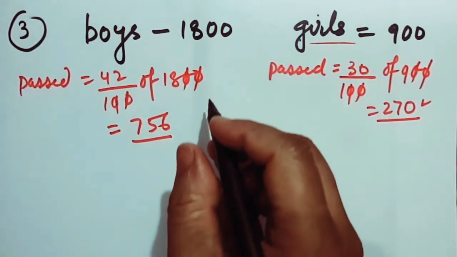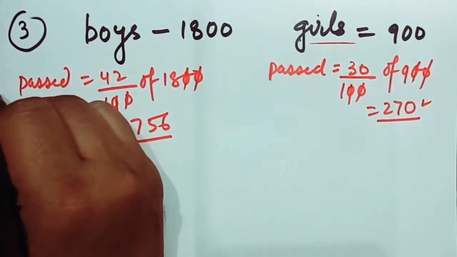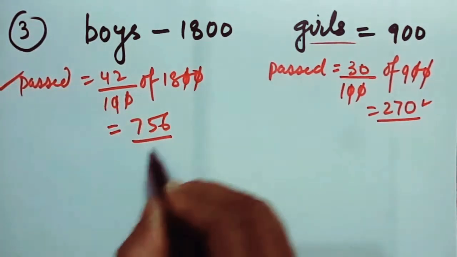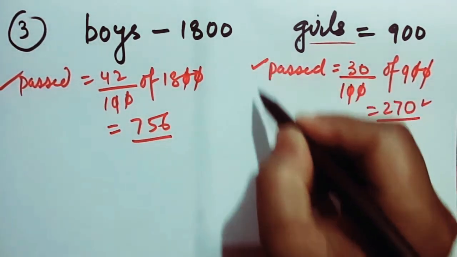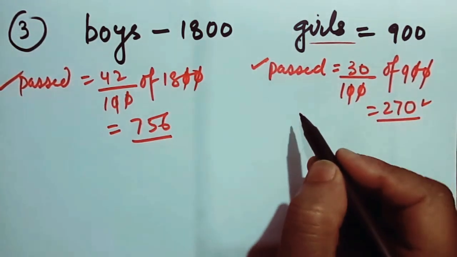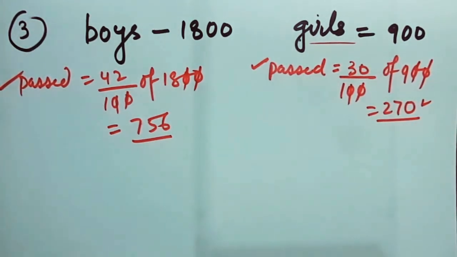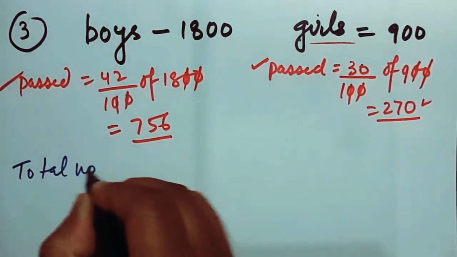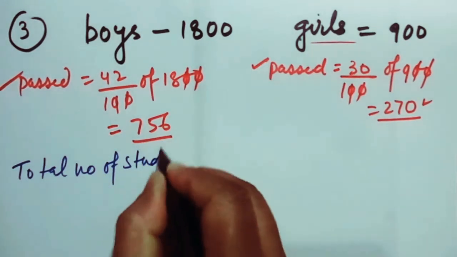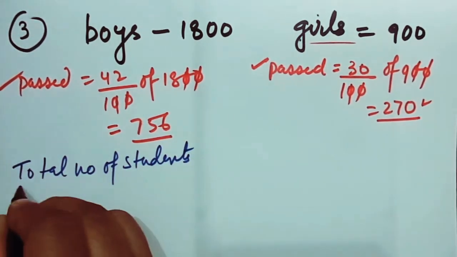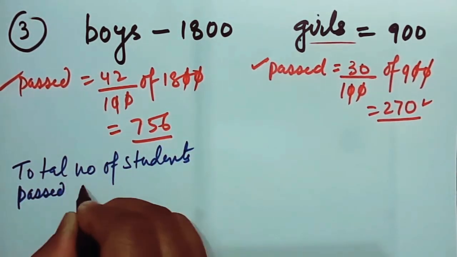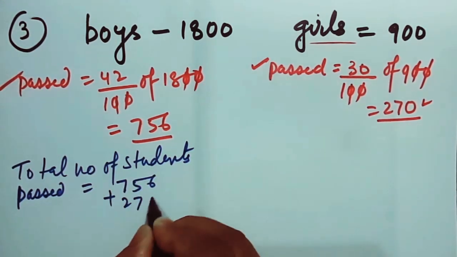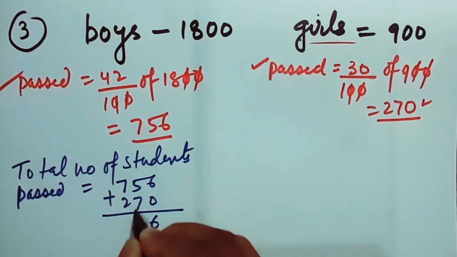Now, the first question was how many boys have passed? So 756. How many girls have passed? So 270. Now total number of students who have passed will naturally be 756 plus 270, isn't it?